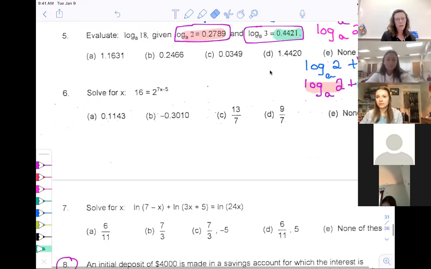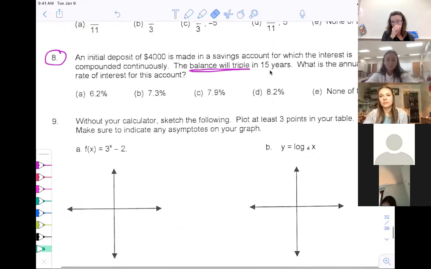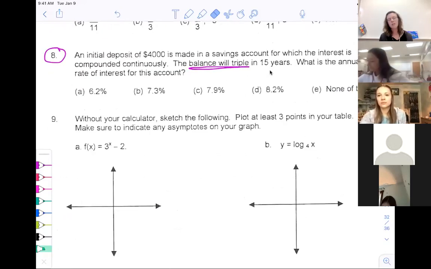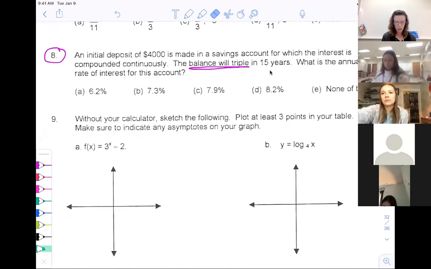So we are going to look at number 8 quickly from the homework. So if you want to pull out the homework assignment, this is just the review worksheet part. There were a couple of problems in the book as well that were part of the assignment, but this is the review worksheet here. So an initial deposit of $4,000 is made into a savings account with interest compounded continuously. Important information there. The balance will triple in 15 years. What would the annual interest rate be?